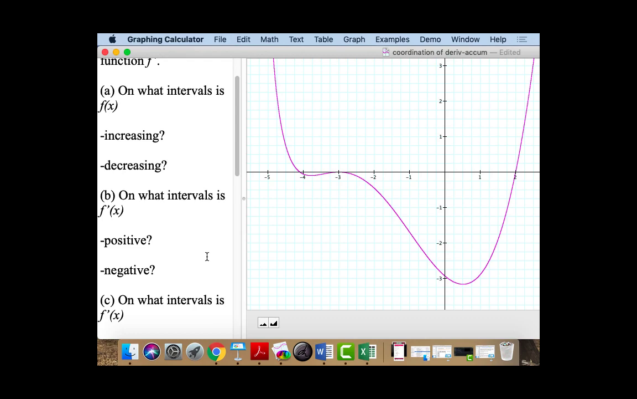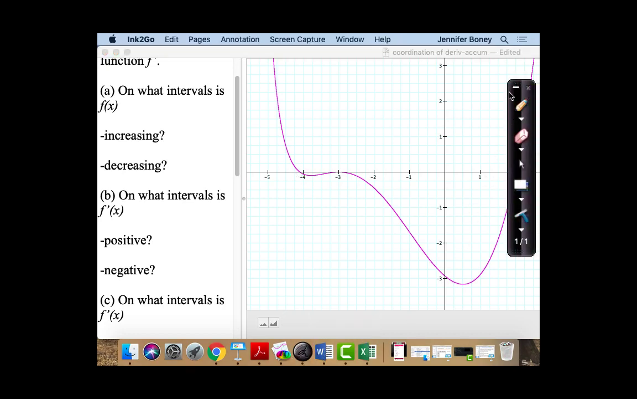Estimating. This spot's a little hard to see, but let me see if I can scoot this a little, maybe. Please let me move this.